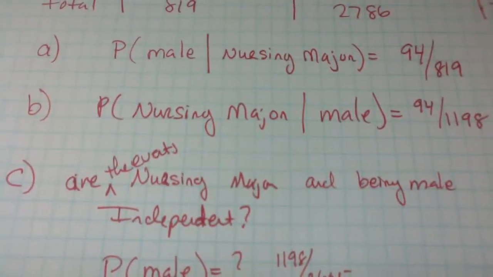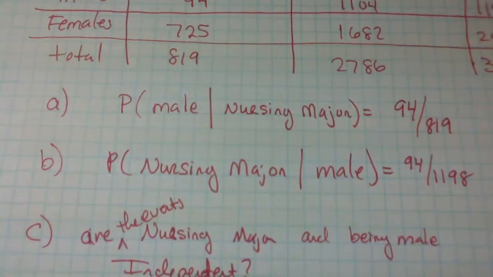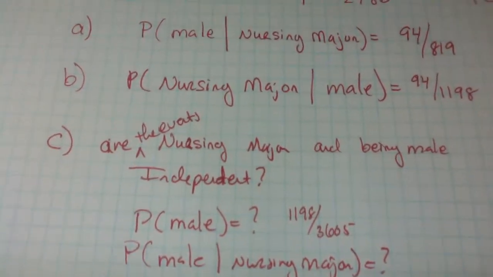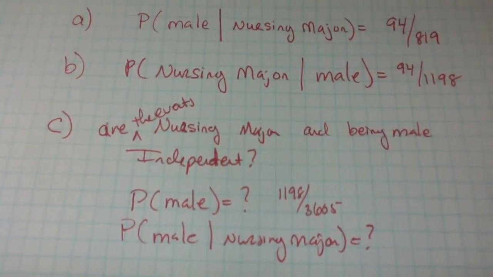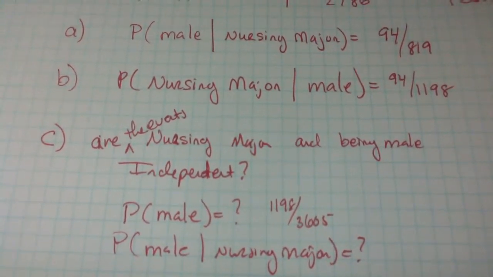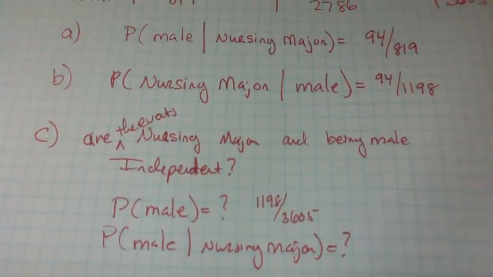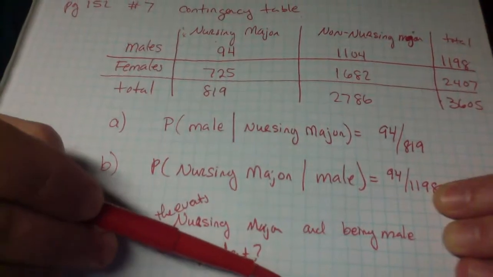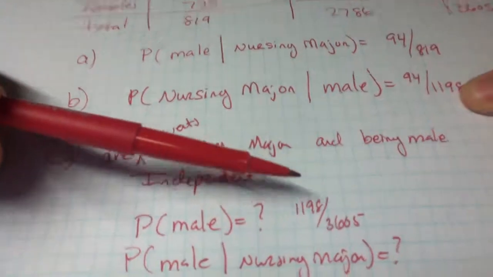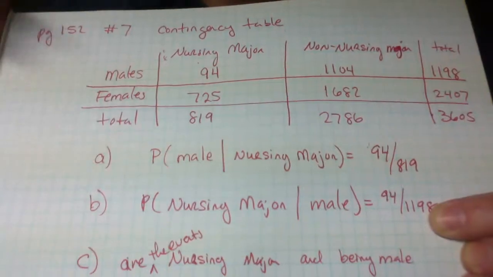Now above, I had the probability of being a male given you are a nursing major already determined, and that's 94 over 819. Those two things, the probability of being a male and then the probability of being a male given you are a nursing major, they aren't equal. I gotta get it to show up, sorry. That value there and that value there are not the same, so they are dependent.